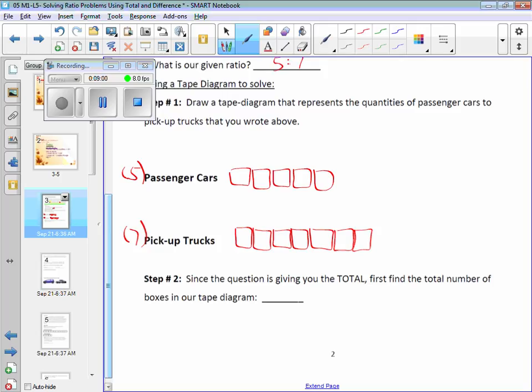Okay, let's do that. How many boxes for passenger cars? 5. How many for pickup trucks? 7. Total? 12. That goes here. Now, unfortunately, these pages start getting in our way a little bit because we have to flip back and forth. It's kind of a pain, but we'll do it. We'll just have to flip back and forth and remember that everything coming up is based on this tape diagram. Okay.